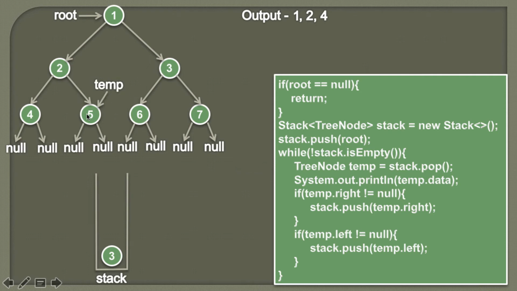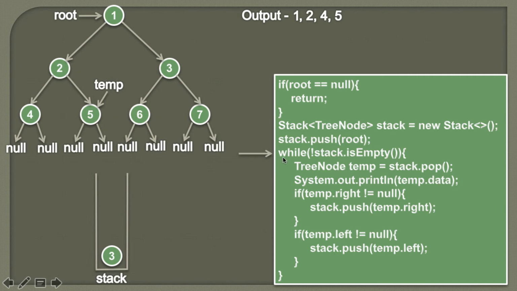Moving ahead. Now we'll simply print the data associated with this temporary node, which is 5. Moving ahead. We check whether temp right is equal to null or not. So currently temp right is equal to null. Therefore the condition in if block comes out to be false. We then check whether temp left is equal to null or not. So here you can see temp left is also null. Therefore the condition in if block comes out to be false.